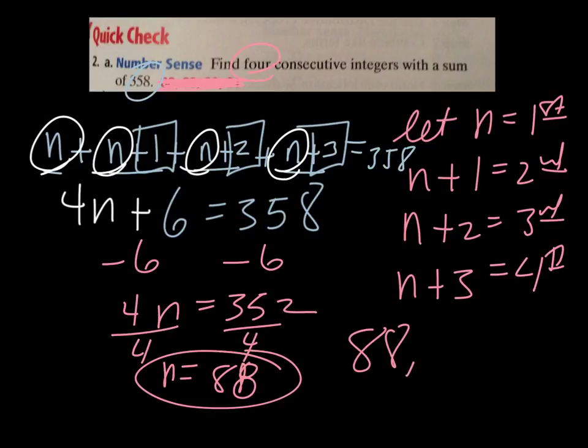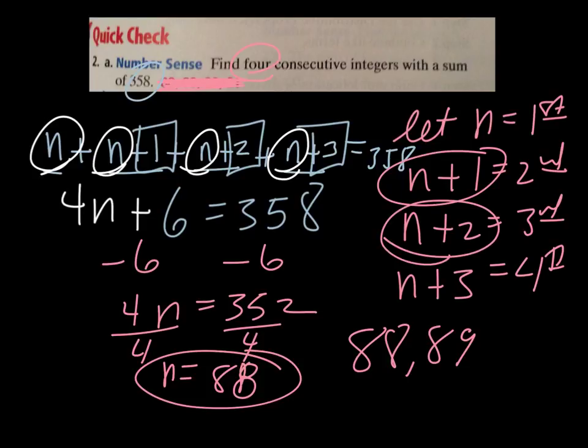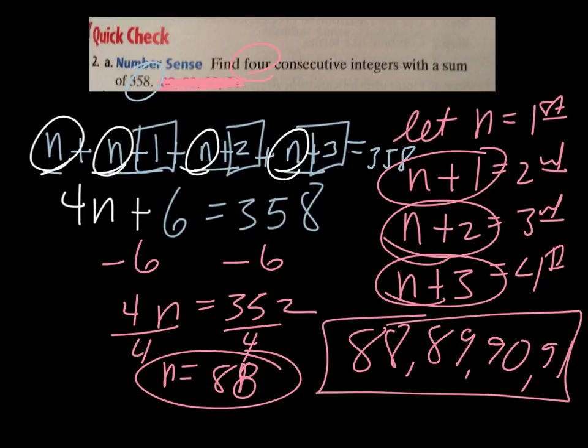First number is 88, and we're counting in order. 88 plus 1, right, is 89. 88 plus 2 is 90. 88 plus 3 is 91. Now check that. Is that true? If you add those together, do you get 358? You do. So these are your answers right there. You have 4 answers this time: 88, 89, 90, 91. I think these are kind of fun.